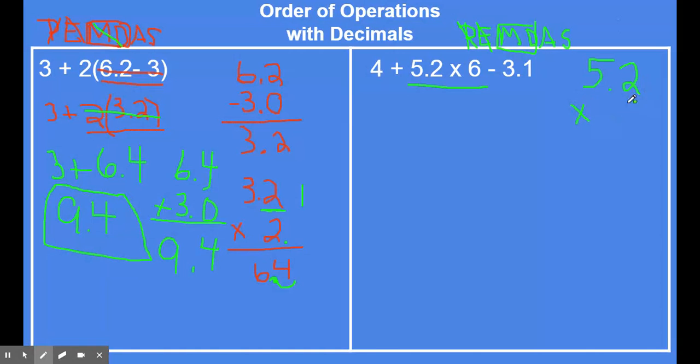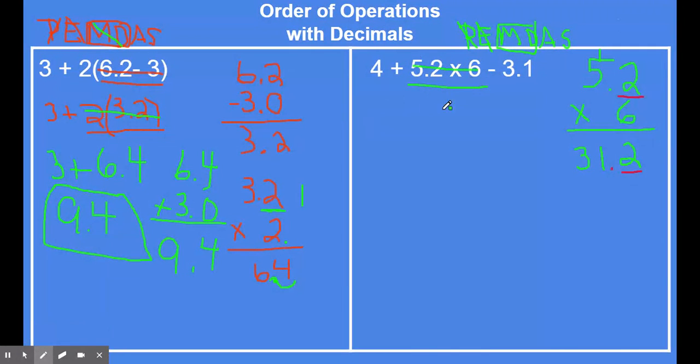And again, since we're multiplying decimals, remember our rules are we ignore the decimal point at first. So it's like 52 times 6. 6 times 2 is 12. Carry my 1. 6 times 5 is 30, plus 1 is 31. And then a really important step is I need to look and see how many places behind a decimal do I have. I don't have any decimals in this number. This number has 1. So that means down here in my answer, I'm going to have 1 place to the right of my decimal.